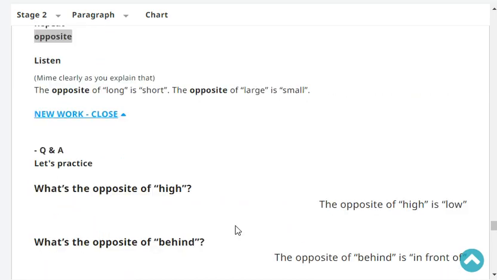Next, repeat. Opposite. Very good. Okay, listen. The opposite of long is short. The opposite of large is small. The opposite of tall is short.